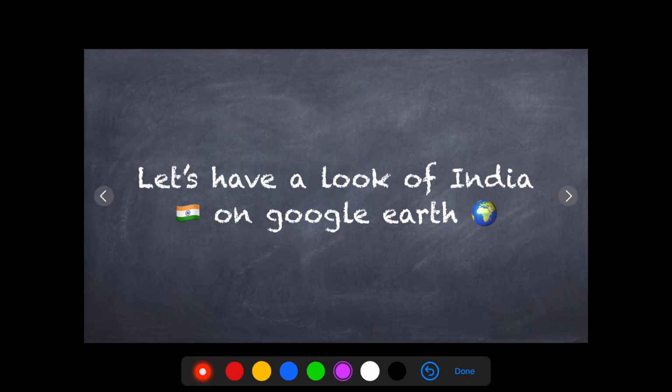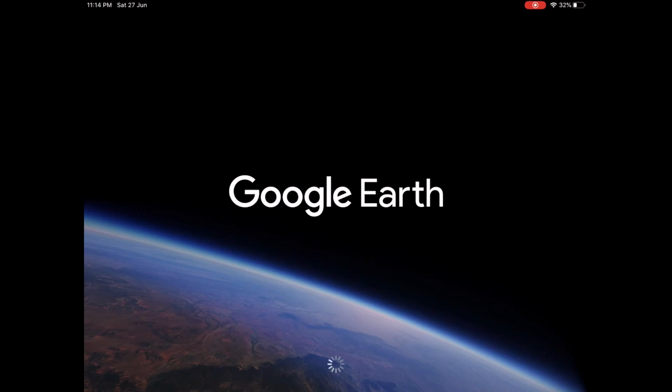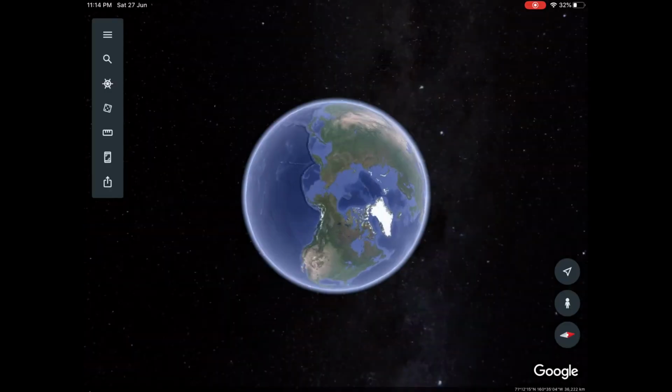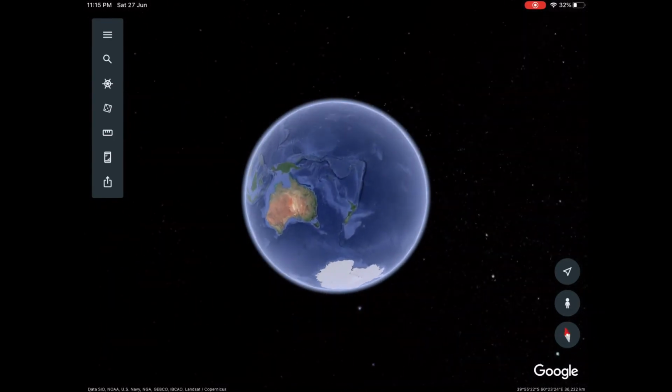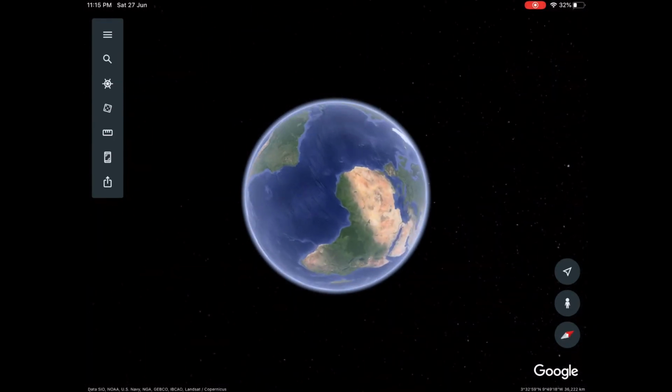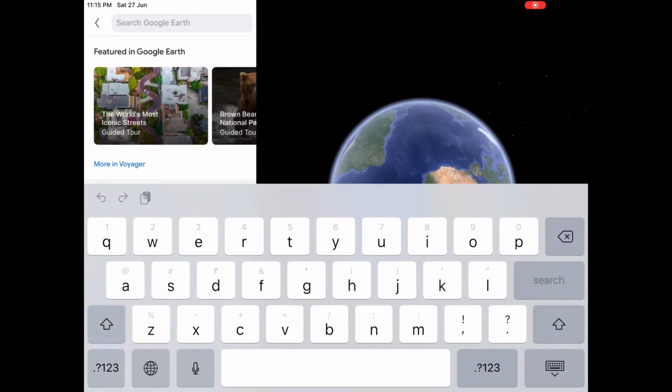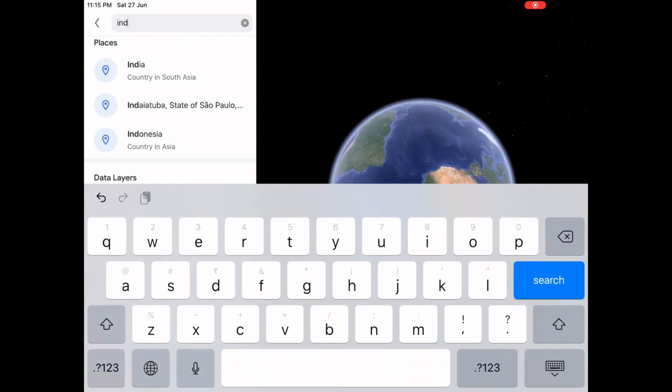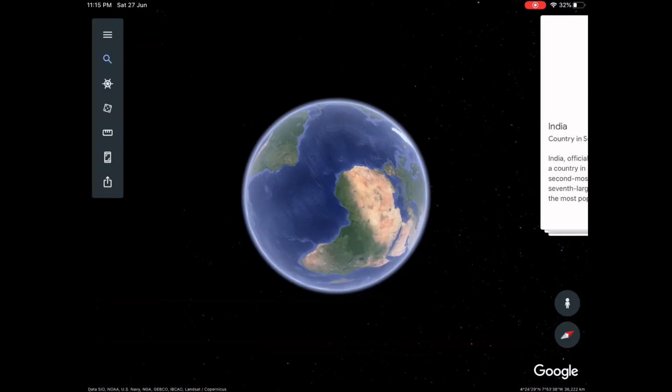Now let us have a look at India on Google Earth. Okay, so let us see live Google Earth, and on it we will see India. Now this is our earth, as you all know. Now where to find India, it's a very difficult task. Let us search it. Okay, India, country in South Asia. Okay, southern part of Asia.